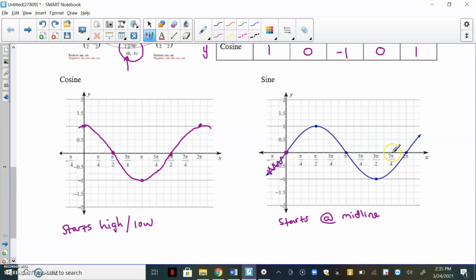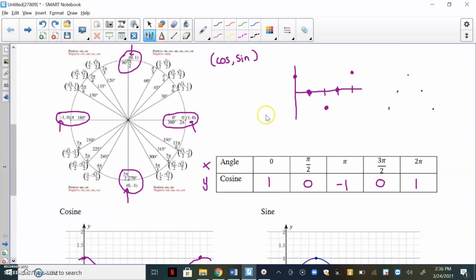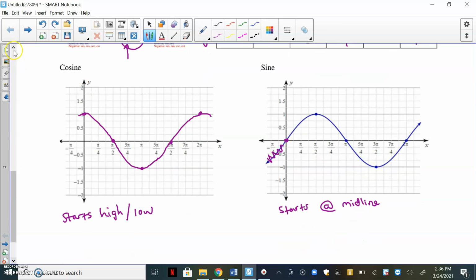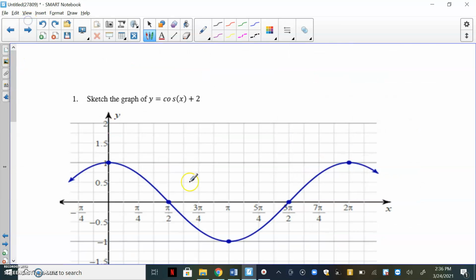Okay, notice this S-shaped curve too. S for sine. So if you see an S-shaped curve, you know it's going to be a sine graph. Cosine, on the other hand, looks like a hole in the ground or like a ditch. Or a mountain, if it was flipped. All right, so let's do some practice with this.